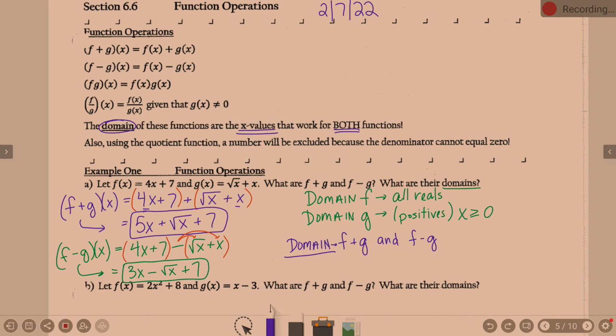The idea of the domain of f plus g and f minus g, you just have to put together any information we already had. If the domain of f is all reals and the domain of g is all reals, then guess what? The domain of f plus g and f minus g is all reals. Now, what about the domain of f plus g? Can it be all reals? No, because look, what does f plus g have in it? It has a square root. So if it has a square root in it, it can't be all reals. So what are we going to want to use for our domain of f plus g and f minus g? It has to be the positives. So x greater than or equal to 0.